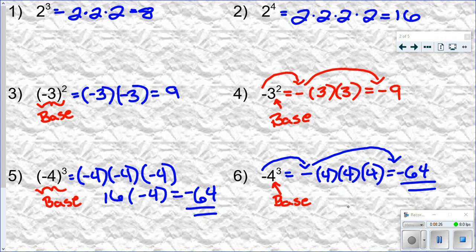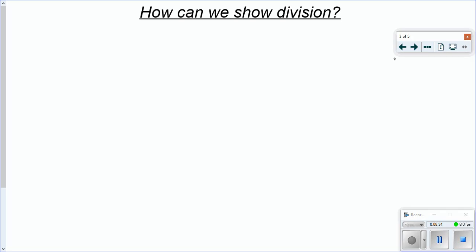All right, so let's throw this together with order of operations. But first, I want to talk about how we show division in algebra. So how can we show division? Well, in elementary school, most of my students are 7th graders. 6th grade is in the elementary school. Most of them have only seen division written using a division symbol. So 4 divided by 2 equals 2.